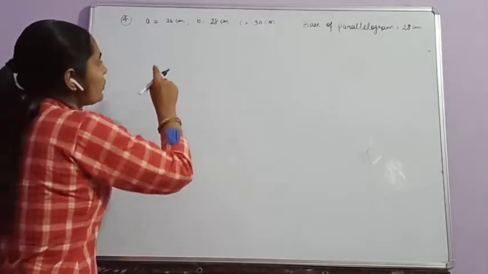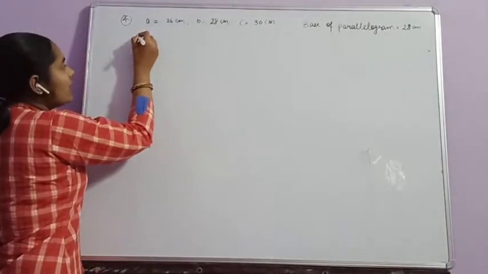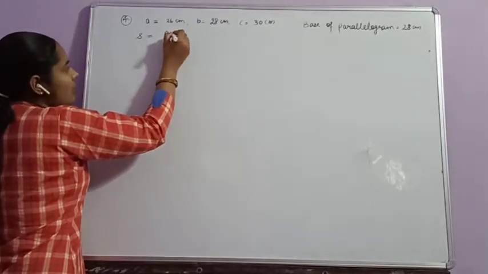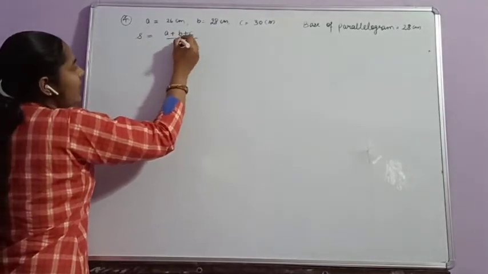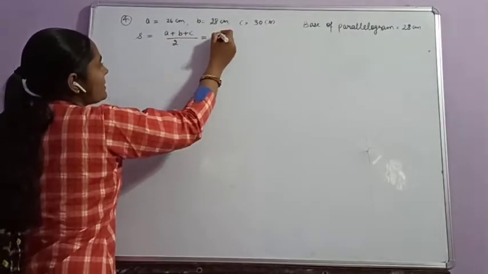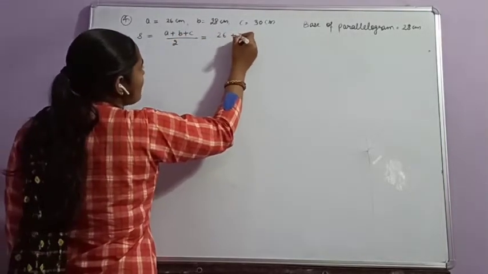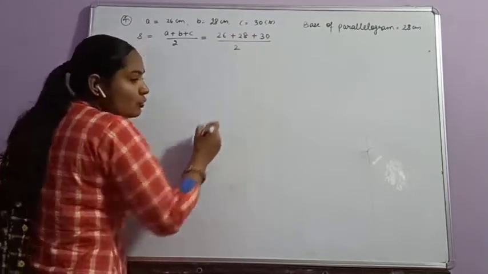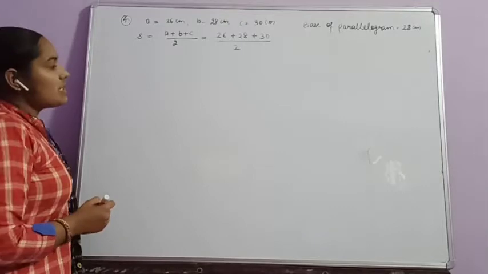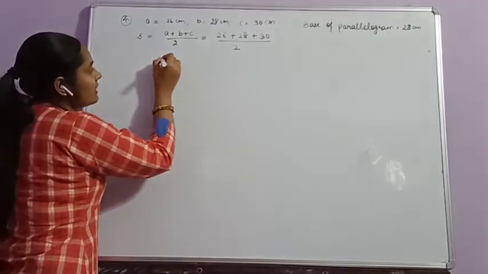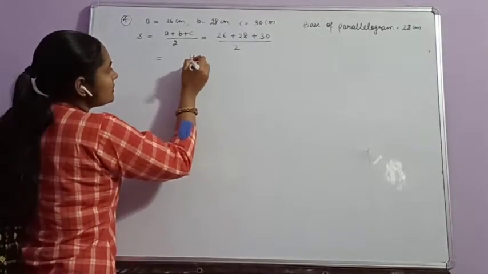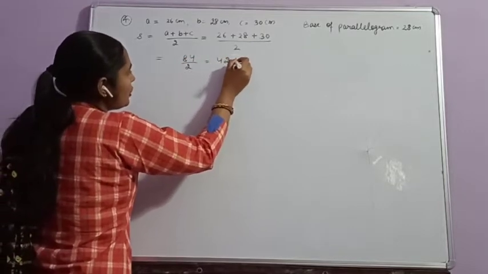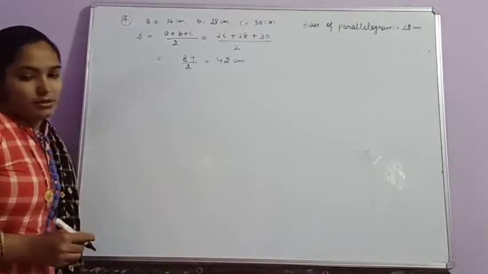First of all, we have to calculate the area of the triangle. Semi perimeter is equal to a plus b plus c divided by 2, that is equal to a is 26 centimeter plus b is 28 and c is 30, divided by 2. 26 plus 28 plus 30 is 84, by 2, that is equal to 42 centimeter.